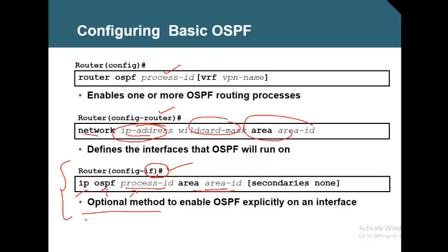So then there is no need for writing wildcard mask. When you go under router mode and enable OSPF, we need to specify wildcard mask, which is not needed when you do it under the interface. Both are good.